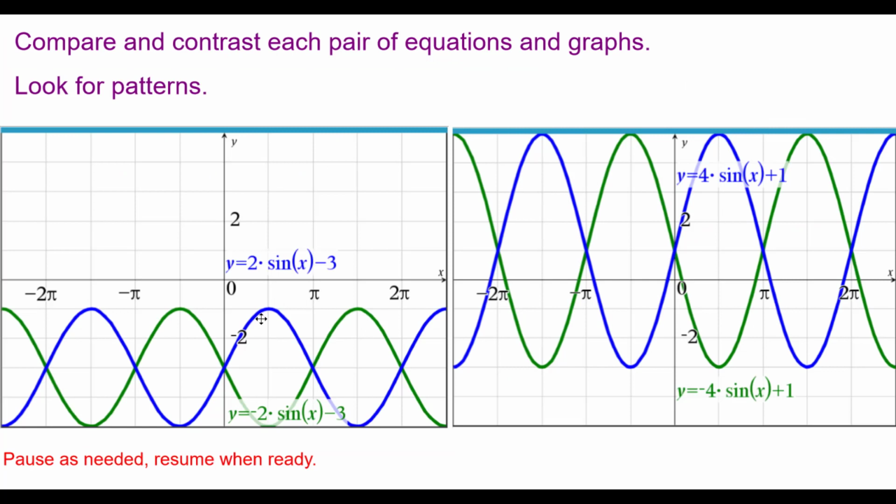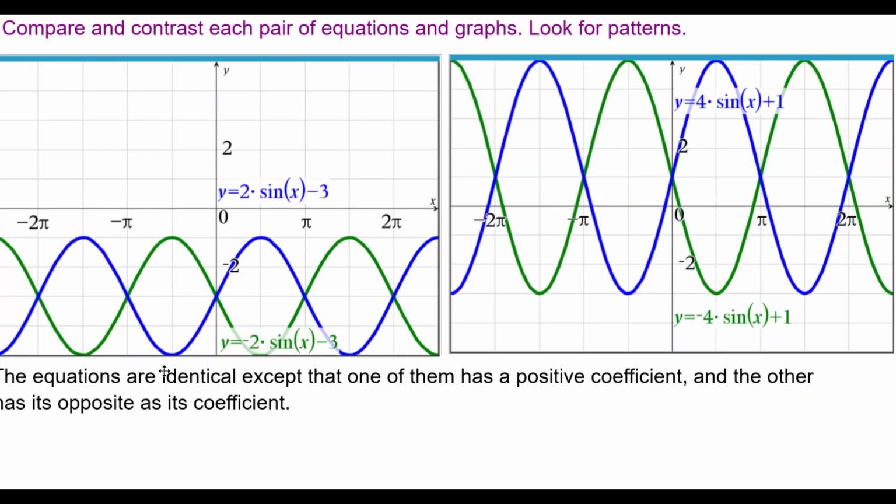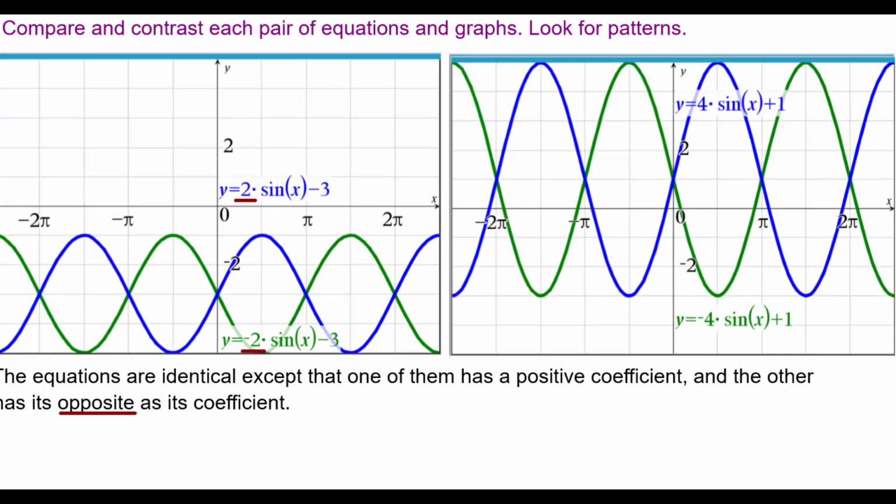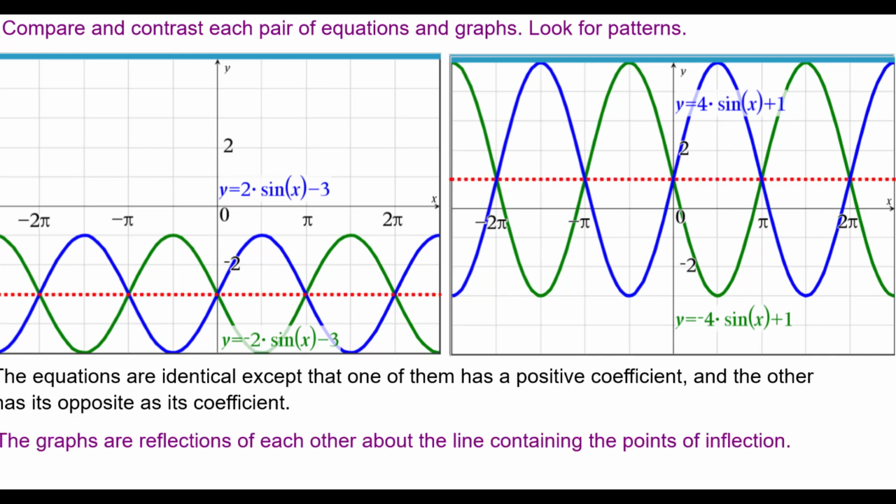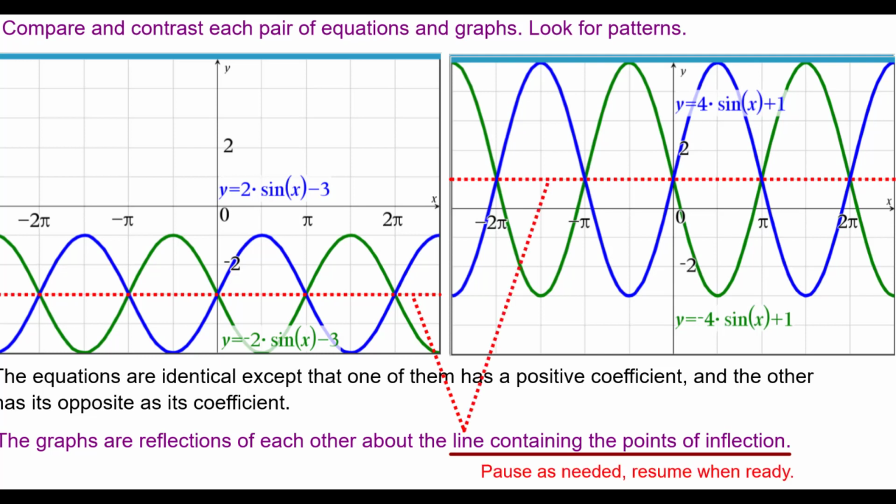Again, here's another two pairs of equations and graphs. Pause to find some patterns. Again, the equations are identical except that one of them has a positive coefficient while the other one has its opposite as the coefficient. Here we have the 2 and -2, and over here we have the 4 and -4. We can also see that these graphs are reflections of one another about the line that contains those points of inflection.